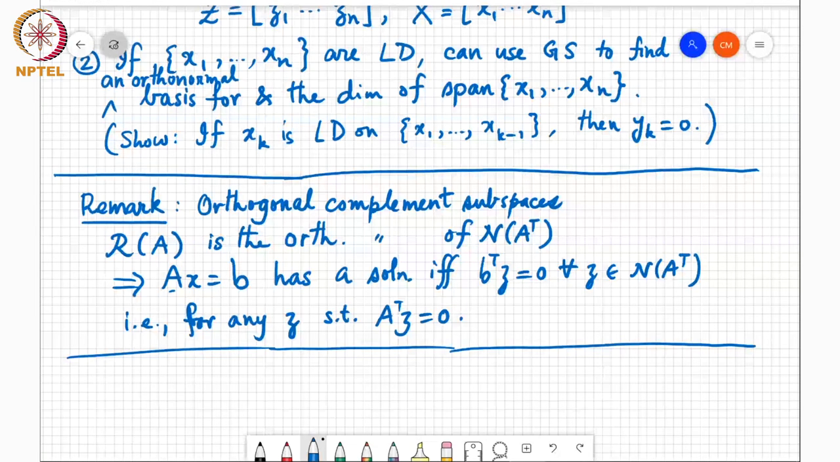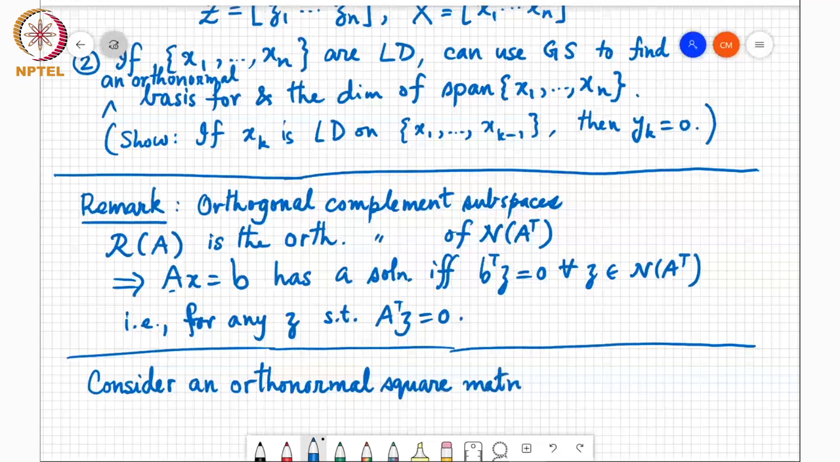Now, there are a couple of points I want to make, and then I will state one proposition. So, consider. Did somebody have a question? Was there a question?